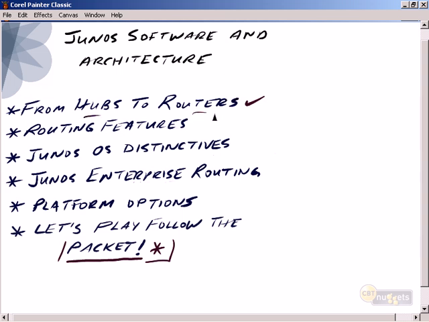From hubs to routers. And the general routing features. Looked at some distinctives of the Junos operating system. Talked about Junos enterprise routing in the sense that we want to understand how it works. Talked about the RE and the PFE. Took you on a web safari to look at the different releases. We're at 11.1 code right now. Some platform options. Make sure you do a web safari on a regular basis to make sure you understand the Juniper products out there that are offered. And then we'll do this one right here in our upcoming nuggets.